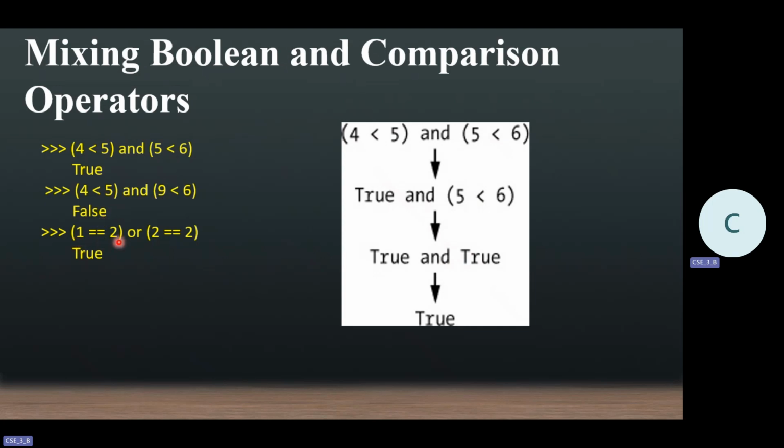Now 1 double equals 2, that is false, or 2 double equals 2. In this case, one is false and the other is true. Since it is an OR operation, the result is true.